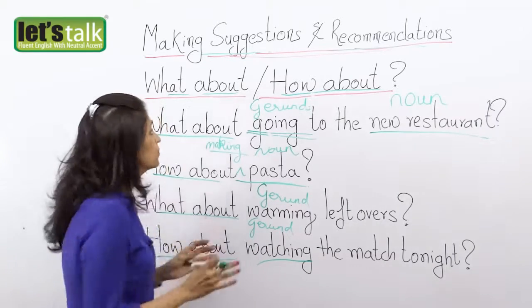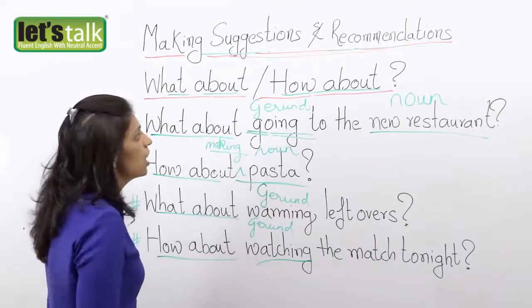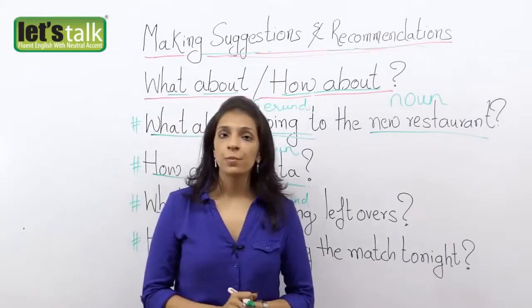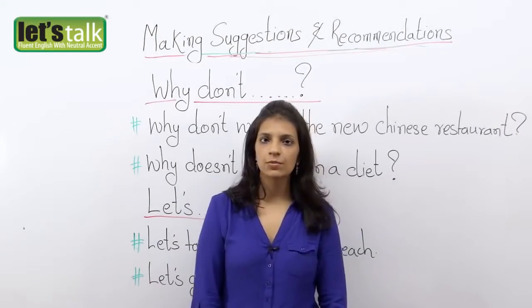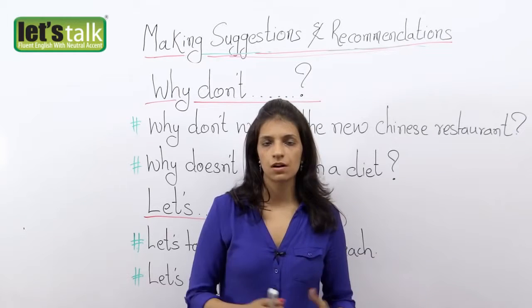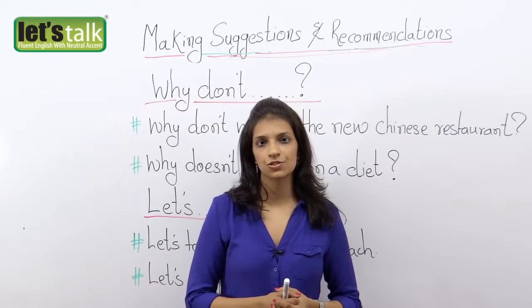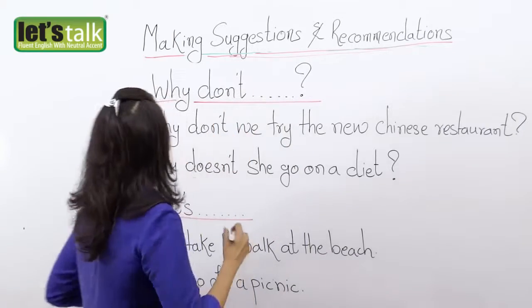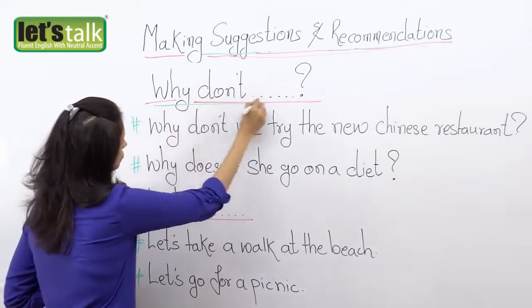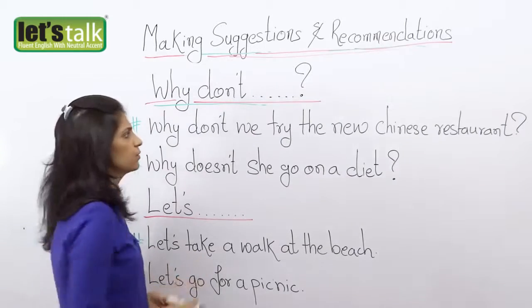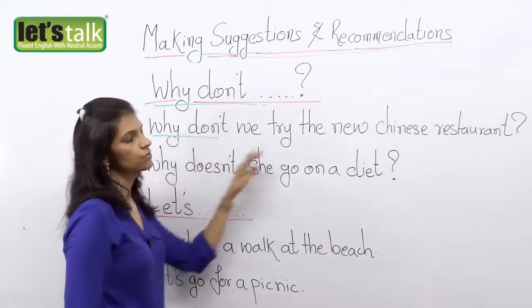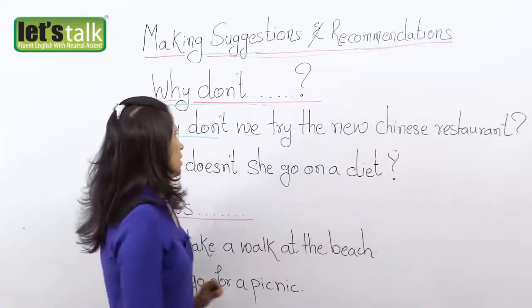Okay, so I hope these two structures are very clear to you, what about and how about, when you make recommendations or suggestions. So now let's take a look at some more sentence structures on how to make suggestions and recommendations. Okay, my next structure is why don't. So now you say, okay, where should we go tonight? Why don't we try the new Chinese restaurant?